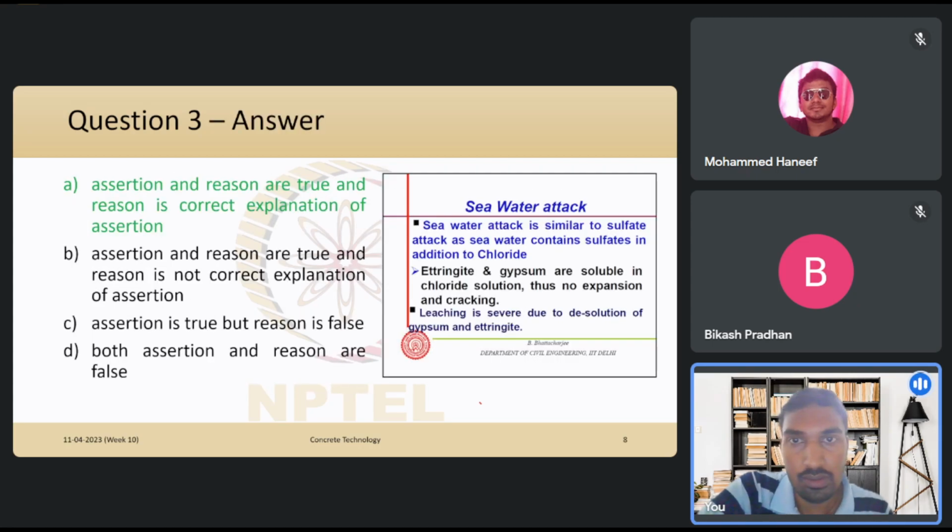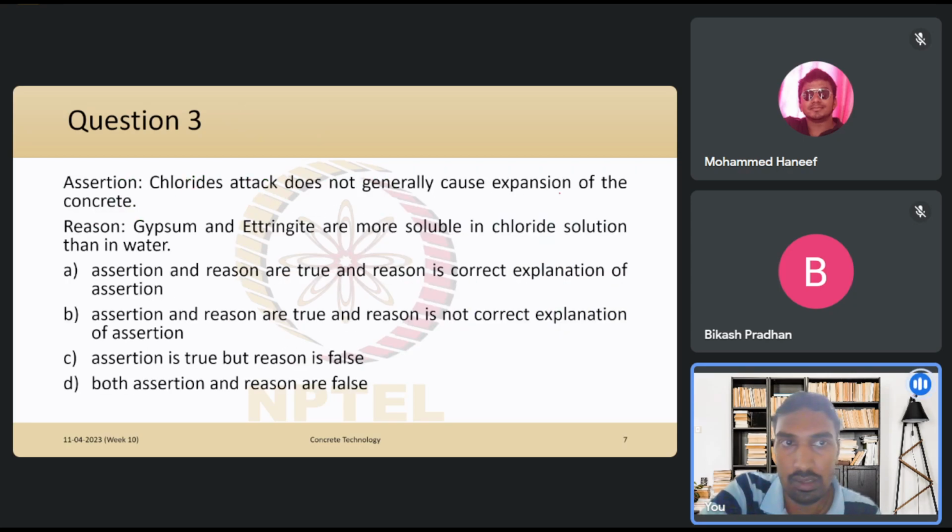The right option is also A, that both assertion and reason are true, and the reason is also the correct explanation of the assertion. What it says is chloride attack does not generally cause expansion of the concrete, true, as opposed to the sulfate attack that we saw, where because of the ettringite formation, we had the volume expansion. In chloride attack, we won't see volume expansion. Why? Because the reason given is that gypsum and ettringite are more soluble in the chloride solution than in water. So the reason is also correct: these two products are soluble in the chloride solution, so they will leach out, and because of that, you will not see any increase in the volume.